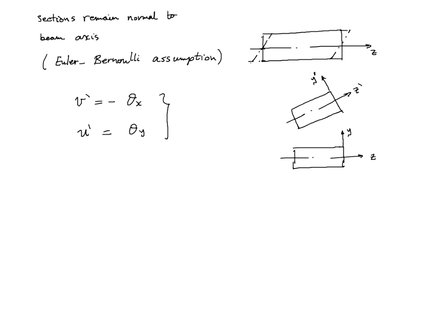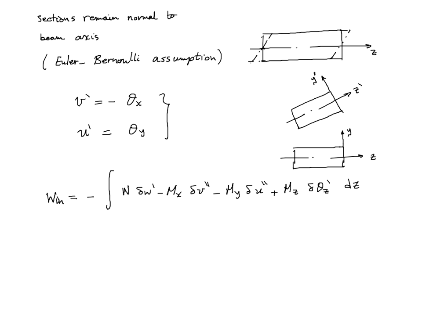So what we can do is we can substitute these conditions into the expression for the virtual work done by the internal forces to find that the virtual work of internal forces now is minus integration of n delta w prime minus mx delta v double prime minus my delta u double prime plus mz delta theta z prime.